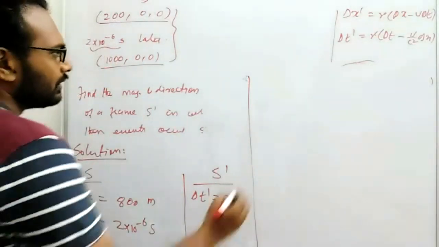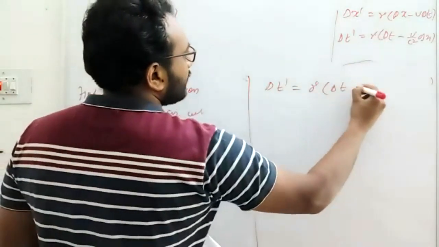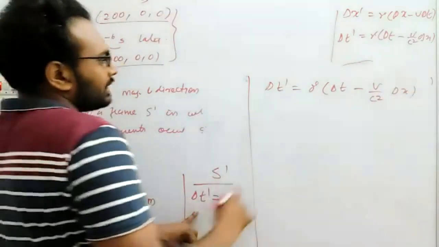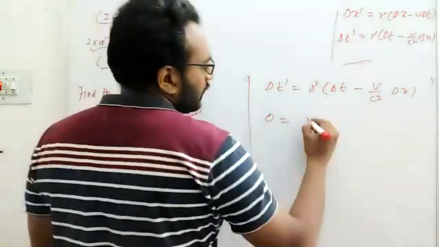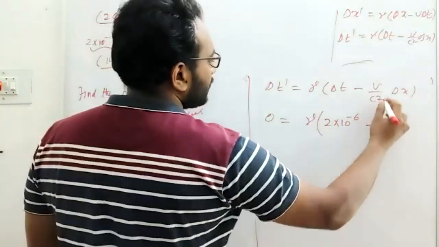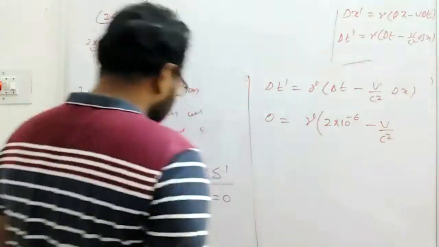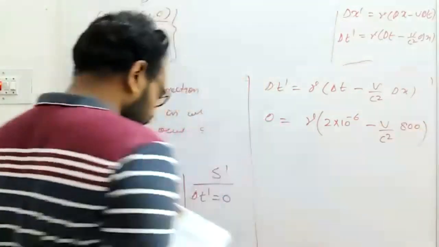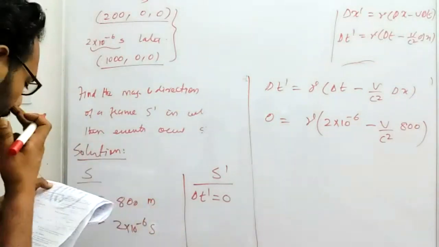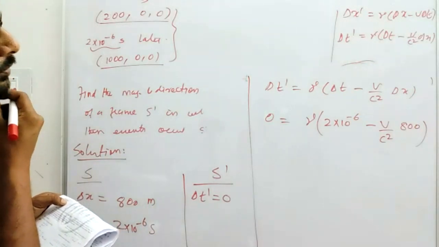So how do we find this? Let's write down the formula. We know that delta T prime is equal to gamma times (delta T minus V by C square delta X). Delta T prime is given to be 0, so 0 is equal to gamma times (2 multiplied by 10 raised to minus 6 minus V by C square times delta X). We don't know V. Delta X is 800. Now we just solve for V. So how do we solve for V?